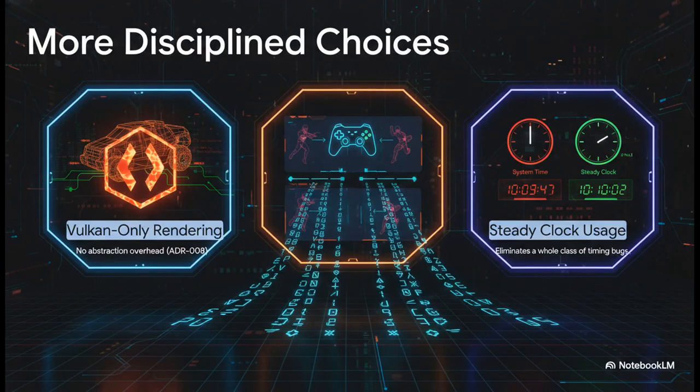This discipline is just everywhere. Take ADR-008, the engine is Vulkan only. That's a choice that sacrifices broad compatibility, but it gets them direct, low-overhead access to modern GPUs. For stability, there's that deterministic input harness we mentioned, and to kill an entire class of weird timing bugs, it exclusively uses a steady clock that can't be messed up by system time changes. Each one of these is a hard choice, a trade-off made for performance.